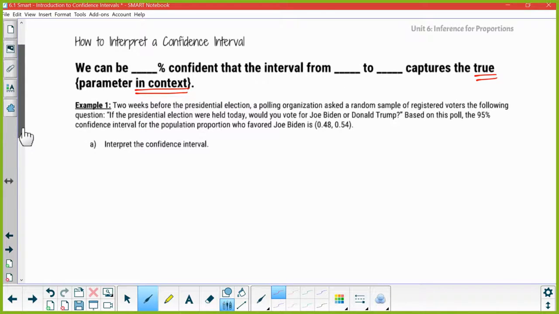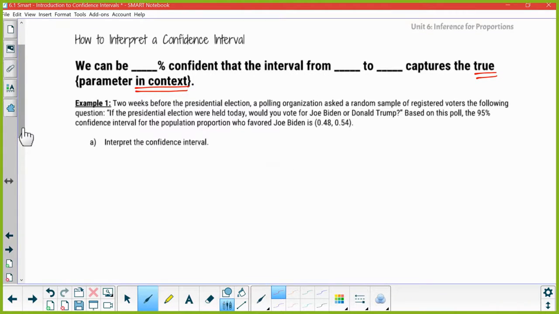So our first example: 2 weeks before the presidential election, a polling organization asked a random sample of registered voters the following question. If the presidential election were held today, would you vote for Joe Biden or Donald Trump? Based on this poll, the 95% confidence interval for the population proportion who favored Joe Biden is 0.48 to 0.54. Right now, we're only dealing with proportions, but you will always have to ask yourself, do I have a percentage or do I have a mean? In this case, it's a percentage of people.